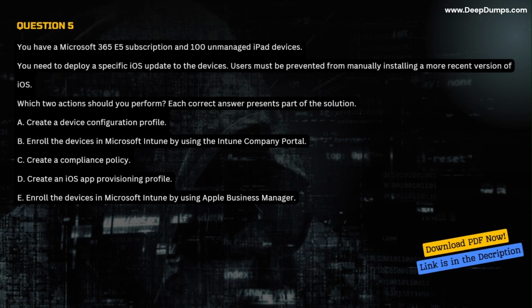Question 5. You have a Microsoft 365 E5 subscription and 100 unmanaged iPad devices. You need to deploy a specific iOS update to the devices. Users must be prevented from manually installing a more recent version of iOS. Which two actions should you perform? Each correct answer presents part of the solution.